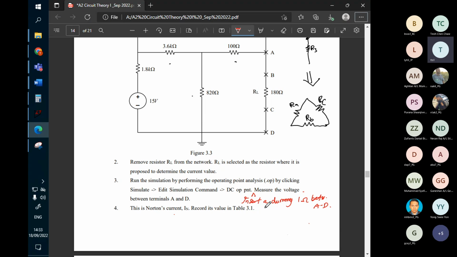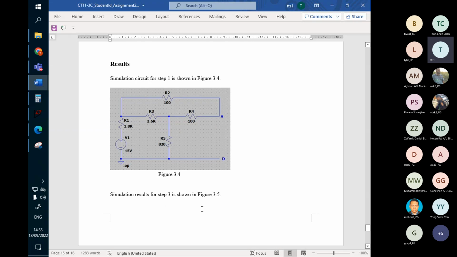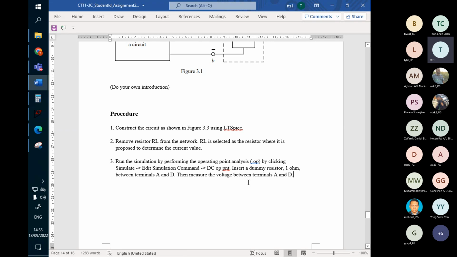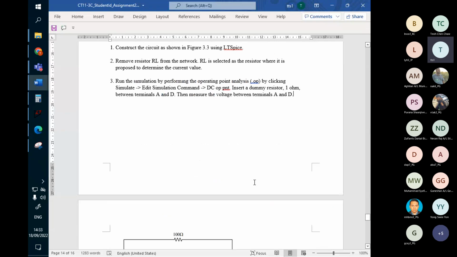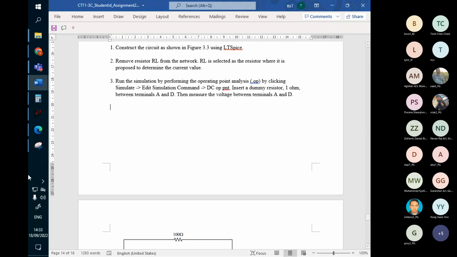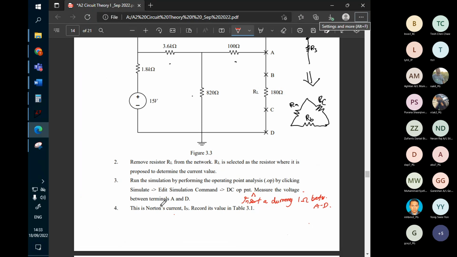Okay, let's come back to our procedure here. It looks like I need to modify something. It says to insert the dummy resistor between A and D, and measure the voltage between A and D. So we did that. Then proceed to number 4. Okay, number 4. Copy this statement.